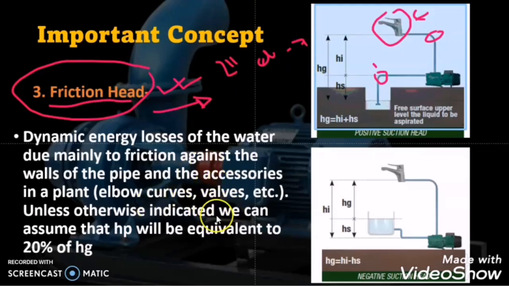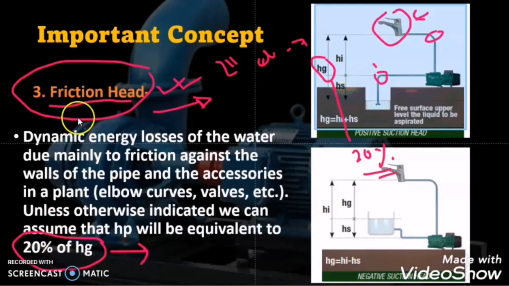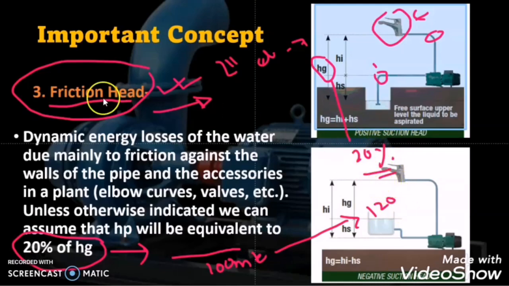But to simplify things, we will consider that the friction loss is 20% of the total geometrical head. Whatever the geometrical head is, 20% of it will be considered as the friction head. So for simplicity, I will consider 20% of the geometrical head as the friction head. Suppose the pipe length is only 100 meter, but we will consider the resultant pipe length as 120 meter, because we are considering that 20% of the head is due to friction. So we will consider the geometrical head as 120 meter. Hope you understood this head concept also.